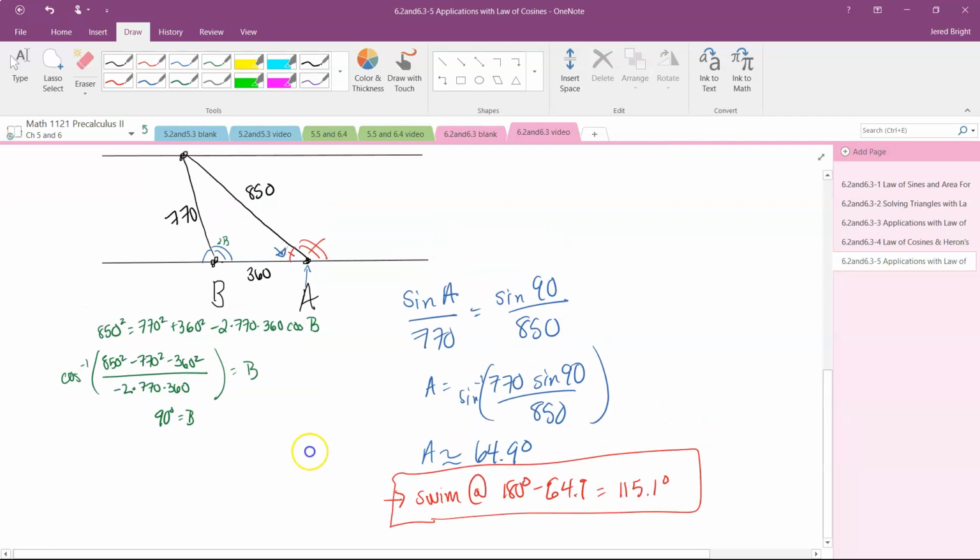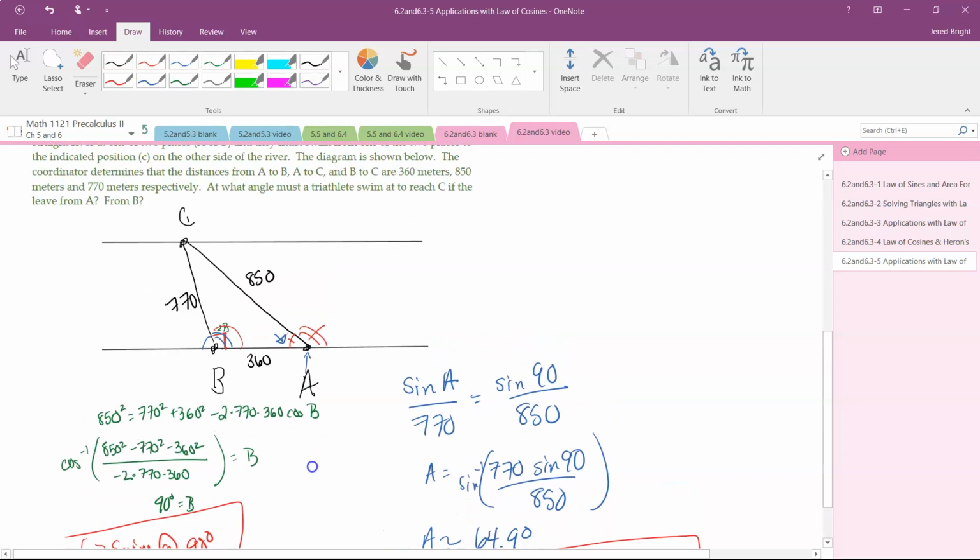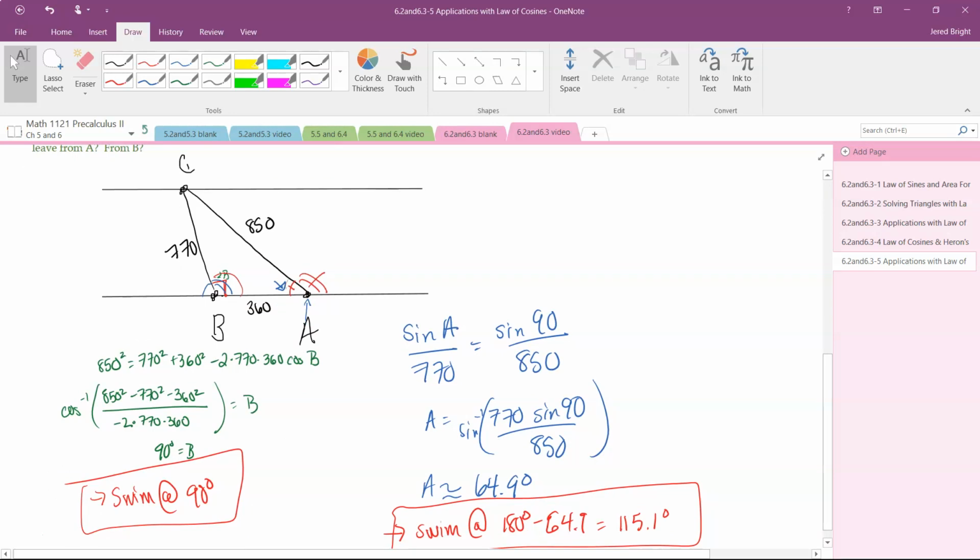For B, here they would swim directly at 90, right? Again, that would be measuring counterclockwise. So here we would just say they would swim at 90 degrees. Okay, so there we go. We've answered the question, and even though it was a right triangle, we were able to still use law of cosines and law of sines.